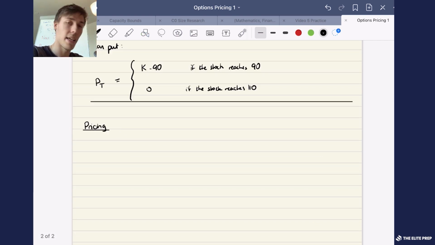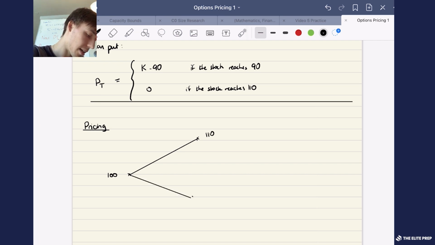We're going to say that we have a stock. Let's say that the stock, as before, starts at price 100 and it ends at price 110, or it ends at price 90. It has a probability of P of reaching 110, and a probability of 1 minus P of reaching 90.